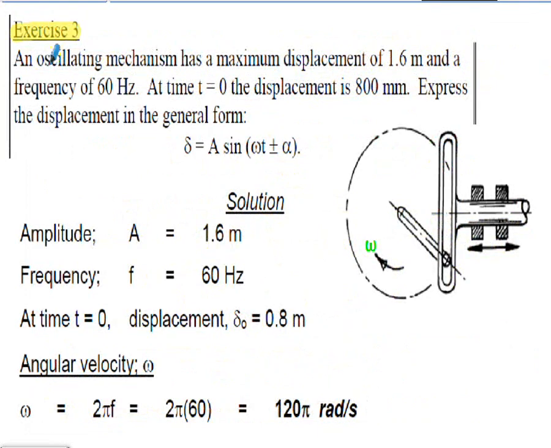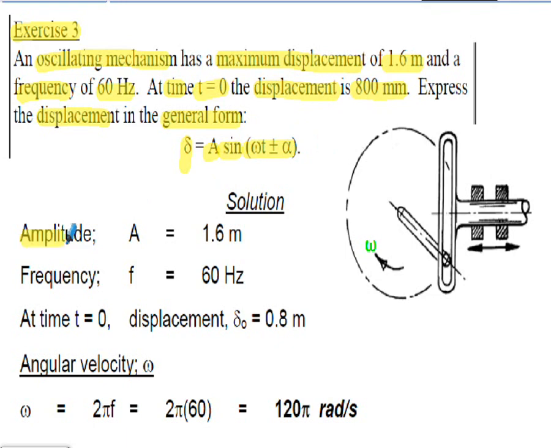Exercise 3. An oscillating mechanism has a maximum displacement of 1.6 meters and a frequency of 60 hertz. At time t equal to 0, the displacement is given as 800 millimeters. We're asked to express the displacement in the general form of delta is equal to A times the sine of omega t plus or minus alpha.